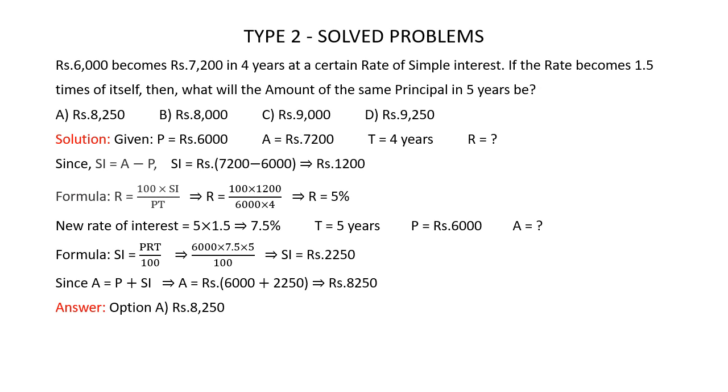So the new simple interest is rupees 2,250. We know that amount is equal to principal plus simple interest. So amount is equal to rupees 6,000 plus rupees 2,250, which is rupees 8,250. So the new amount is rupees 8,250. The correct answer is option A, rupees 8,250.